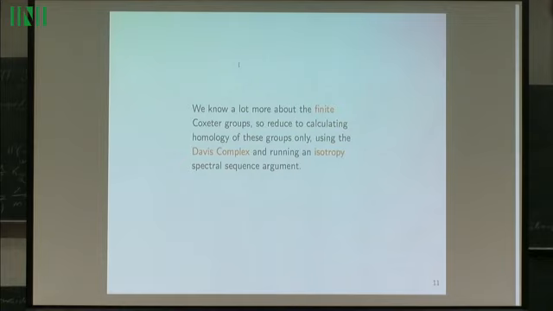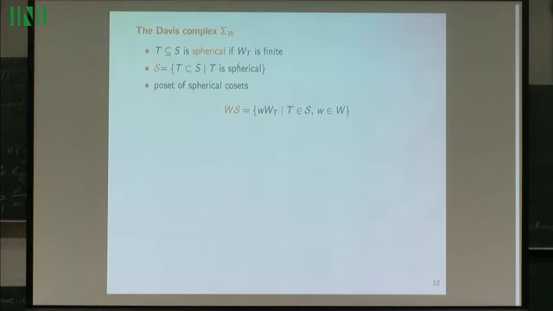Okay, so the proof consists of realizing that we don't know that much about Coxeter groups in general, but we know a lot about the finite Coxeter groups. So we try and reduce the calculation of homology to just a calculation about homology of finite Coxeter groups. And we do this using the Davis complex and the isotropy spectral sequence, which I will now define. So the Davis complex is a cell complex which the Coxeter group acts on. It's created by, first of all, considering spherical subsets of your generating set. So that means that the parabolic subgroup that they generate is finite.